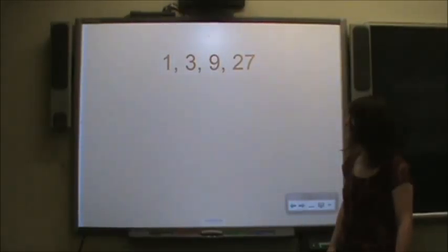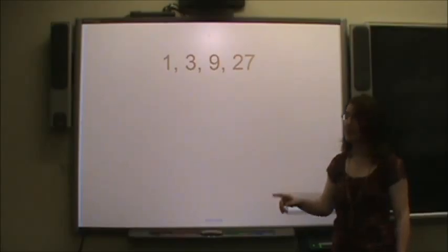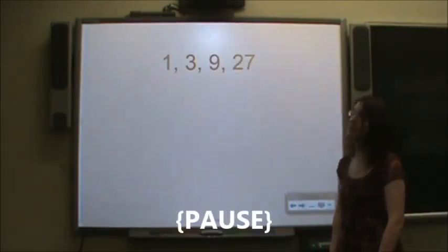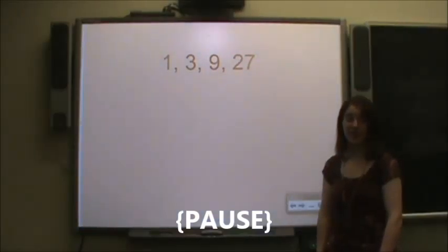Now I've listed the factors. I haven't put them in a factor rainbow. You're going to draw the factor rainbow and put the product at the top. Pause your video and do that now.